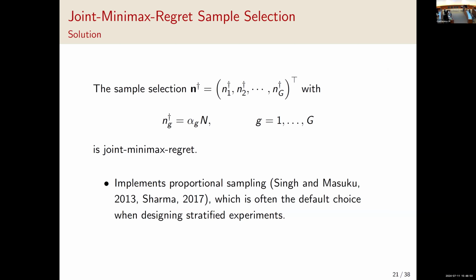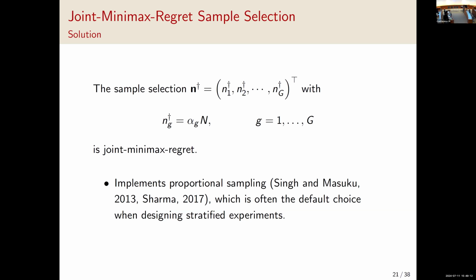And our result shows that proportional selection is actually joint Minimax-Regret. This is often a default choice when designing stratified experiments, but we show that it is only optimal in the minimax sense in this rather restricted setup. If the decision maker is allowed to make different decisions for different groups in the population, then this will no longer be optimal.